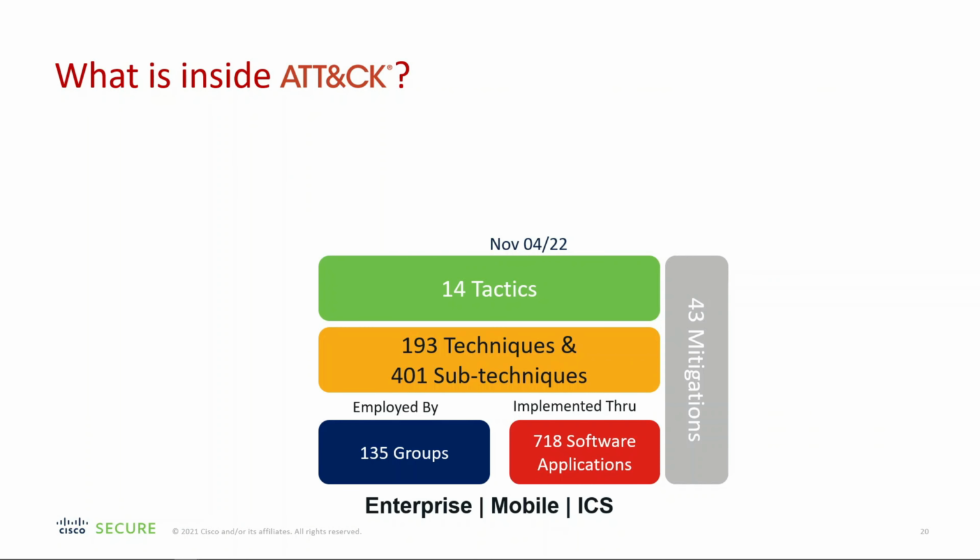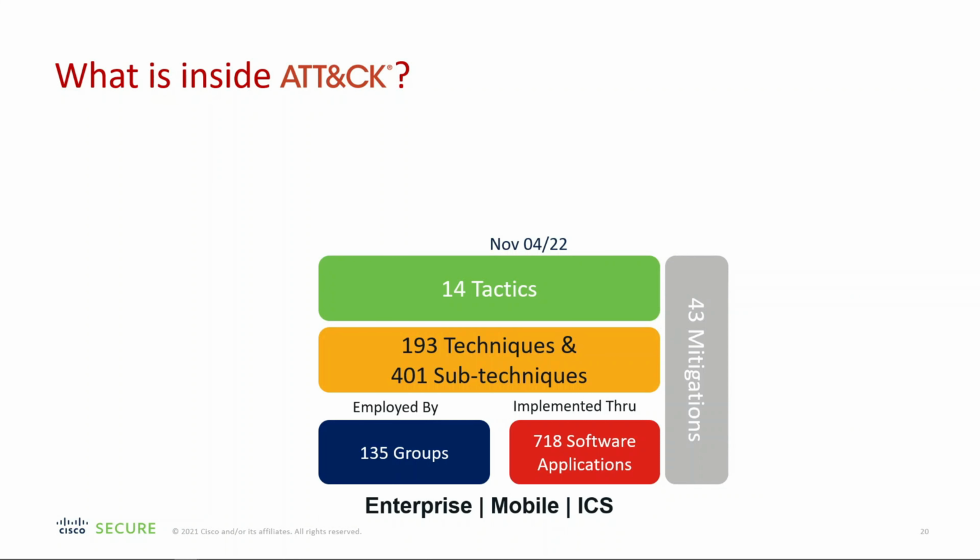What's inside ATT&CK? Well, they've got 14 tactics as of November 4th, 2022. There's 193 techniques, 401 sub-techniques. There's 135 groups, the adversarial groups that will take advantage of these tactics, techniques, and sub-techniques. And there's 718 software applications identified as well. There's 43 mitigations. So again, it not only talks about how the adversary is going to take advantage, but also our ability to mitigate.